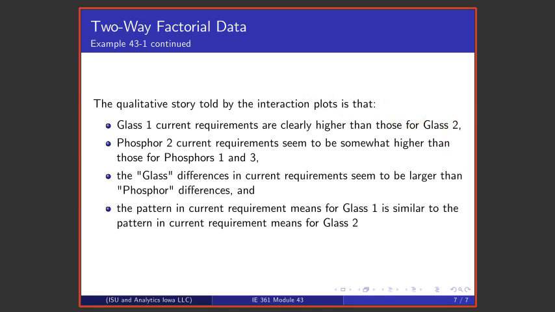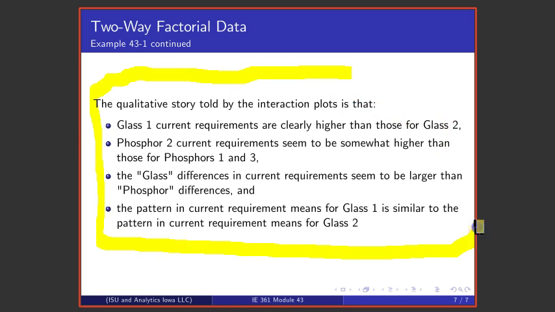So here is just a recapitulation of what I've just said, looking at those two interaction plots. In the next module, we're going to begin to make these things more precise in terms of defining effects quantitatively and making estimates of them, making confidence limits for them.